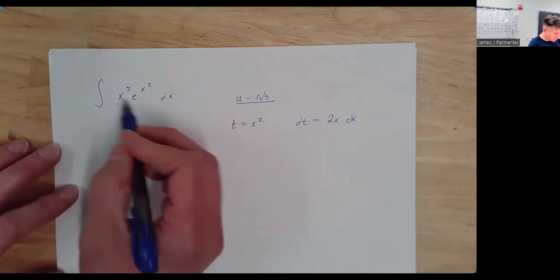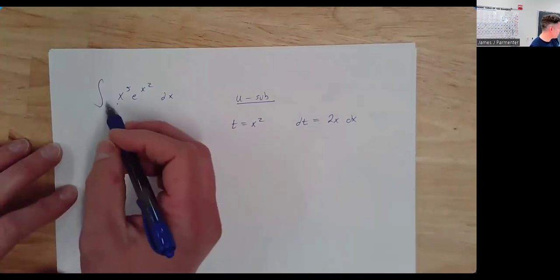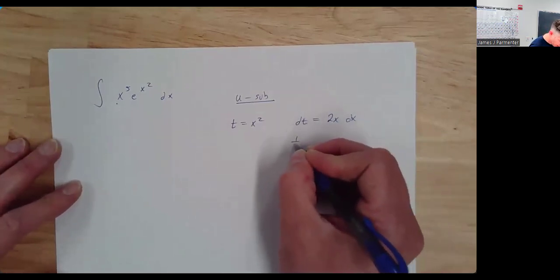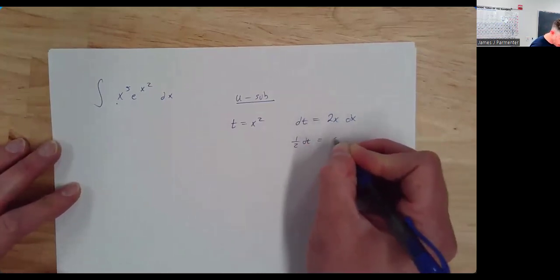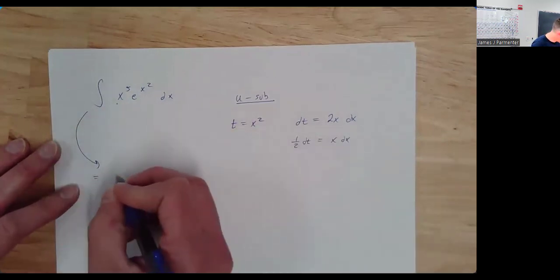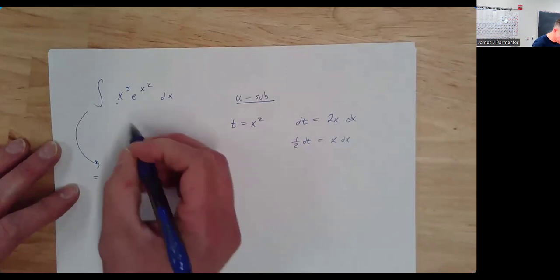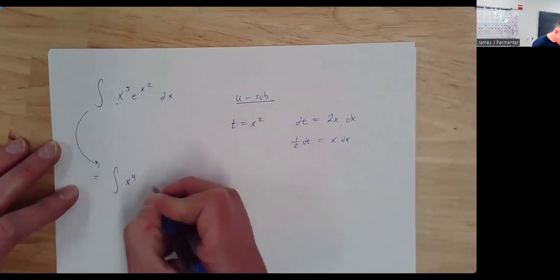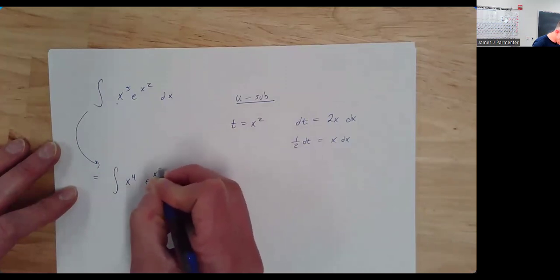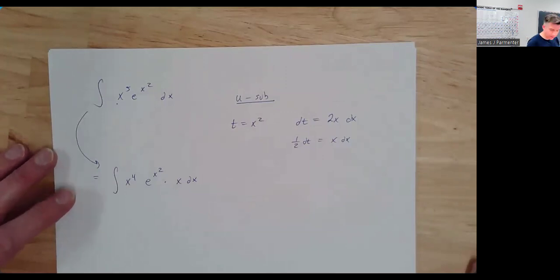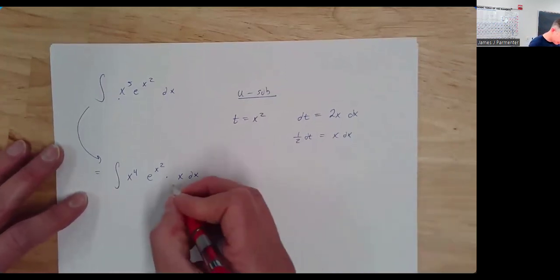Oh, I have an x times dx. I actually have more than one x times dx, but I have a lot of x's. I can break out one of them. So my 1/2 dt is equal to x times dx. I'm going to rewrite my integral, pulling out one of the x's from x to the 5th. So I have x to the 4th times e to the x squared times x times dx. And now we're ready to rewrite this.